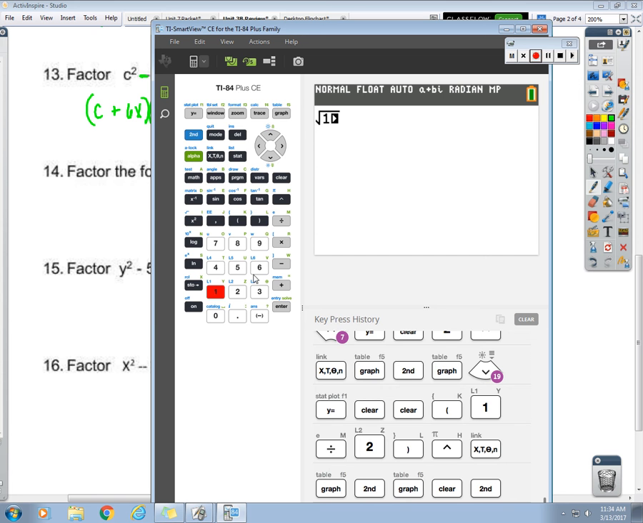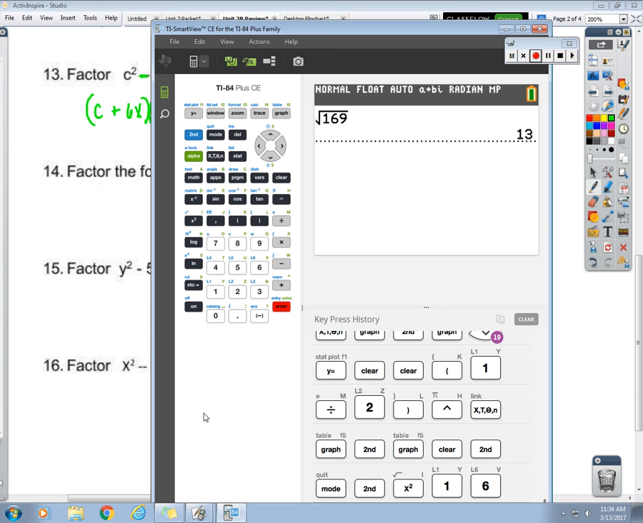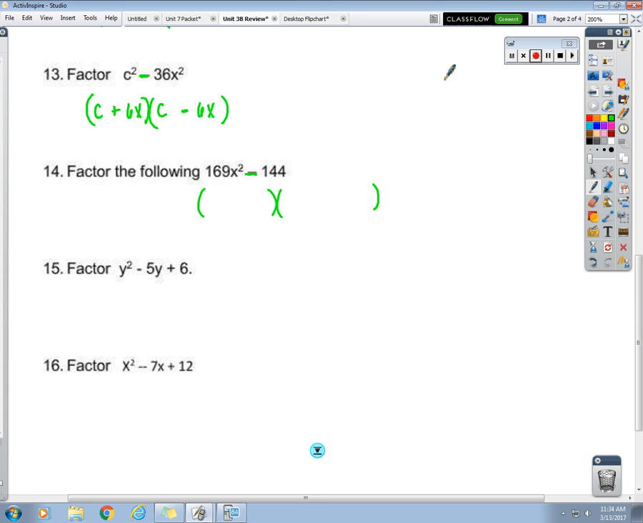The square root of 169 is 13. That means 13 times 13 is 169. So 13x times 13x would be 169x squared. And then to get a negative 144, a positive 12 and a negative 12.